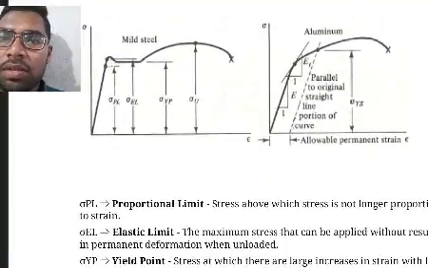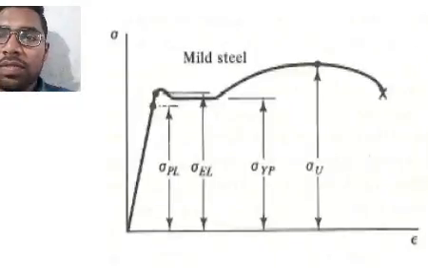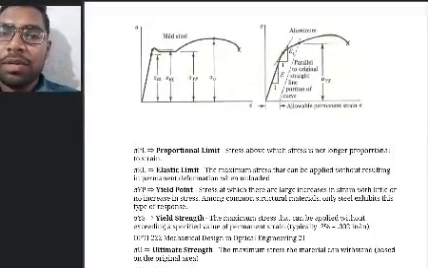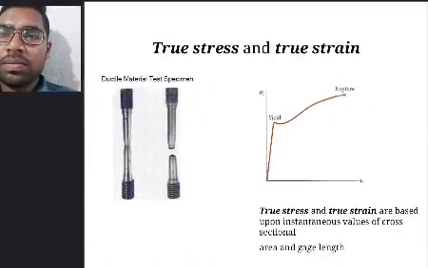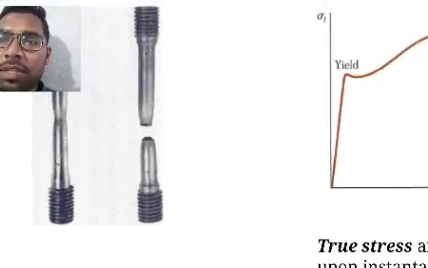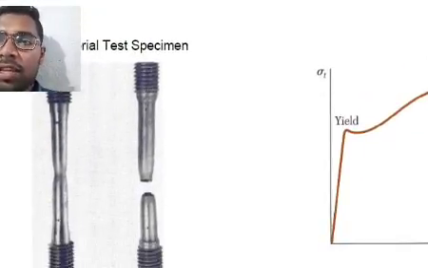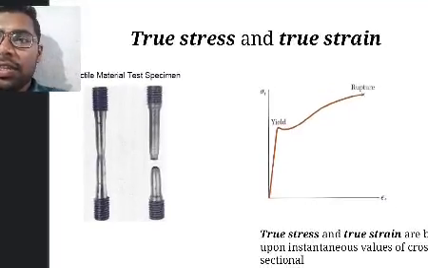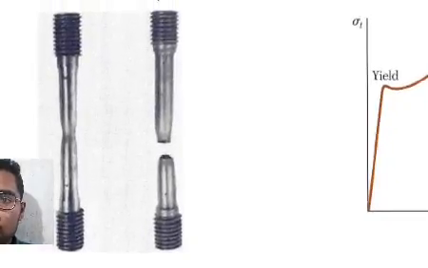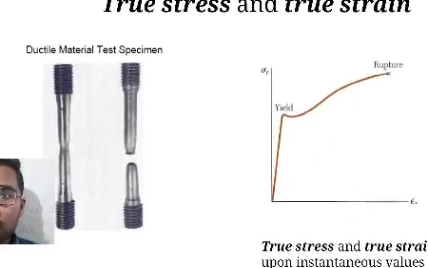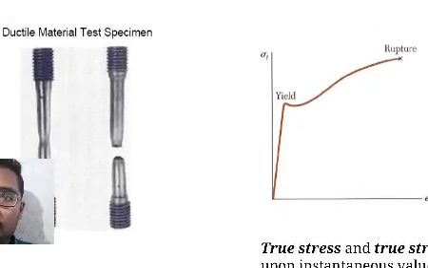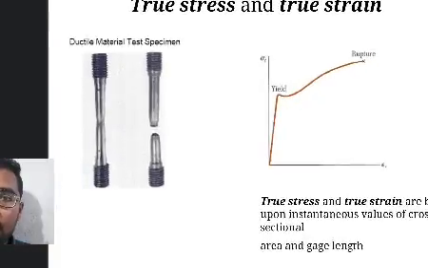This is taken for aluminium and this is for mild steel. Both curves are different, which shows that the properties of metals vary from each other. True stress and true strain. Ductile material test specimen. Here the first one shows the necking and the second one shows the fractured object. At yield, the specimen starts necking and at the rupture it directly fractures.